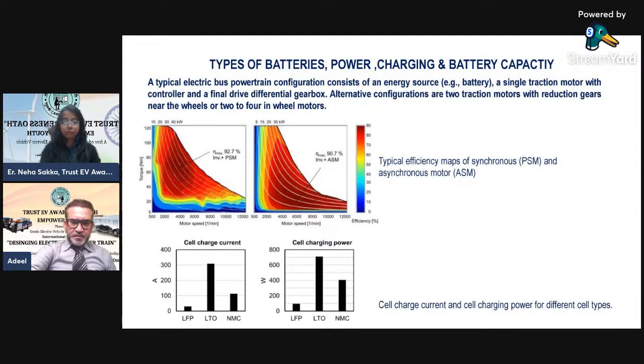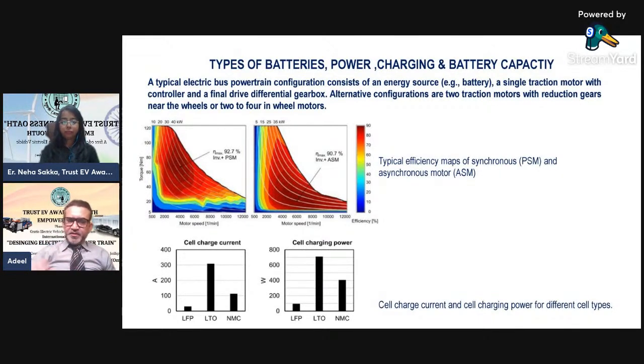Moving back to the new slide. Types of batteries, power, charging, and battery capacity. Now we need to know what kind of batteries there are. A typical electric bus powertrain configuration consists of an energy source, for example a battery, a single traction motor with controller, and a final drive differential gearbox. Alternative configurations are two traction motors with reduction gears near the wheels, or 2 to 4 in-wheel motors.